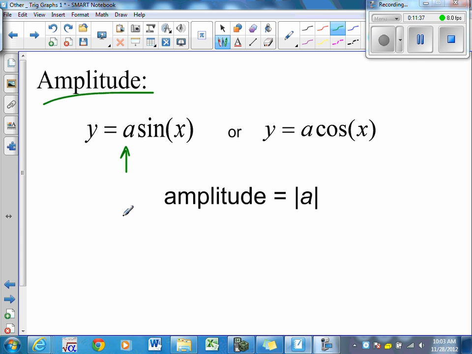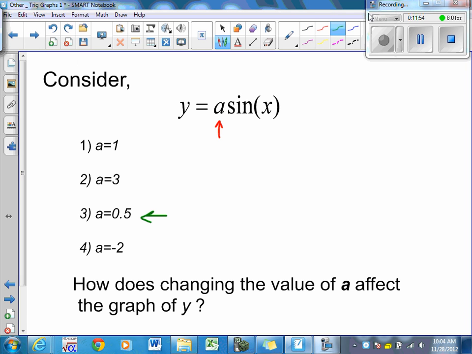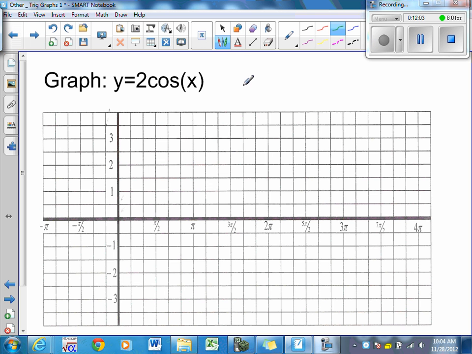Now the negative flips it over the x-axis like it did when we did our parent functions, which this was one of our parent functions. But now that number in front just kind of multiplies our peaks and our valleys. If we have a 1/2, it actually makes our peaks and our valleys smaller, shrinks them. If it has a 3, it makes them bigger. So that's our amplitude. So let's look at graphing this.